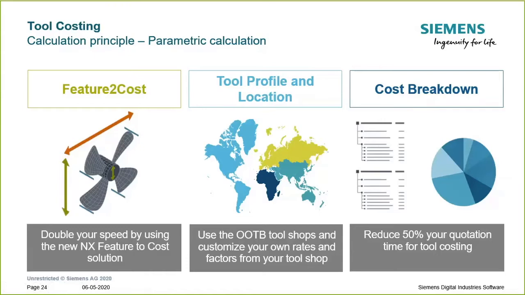So we have a lot of parameters where the tool shops and the customers can put their productivity factors. They can align and change their labor rates. They can align and change the material prices so that the final result can be as accurate as possible.